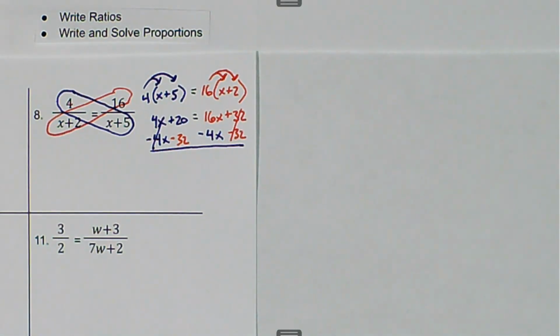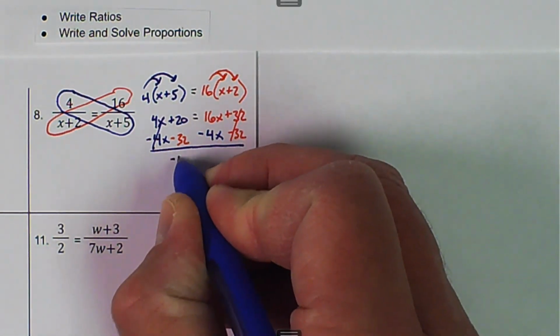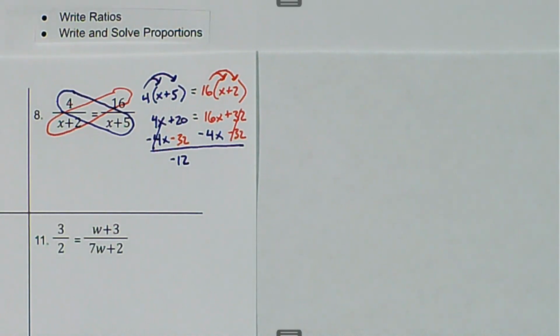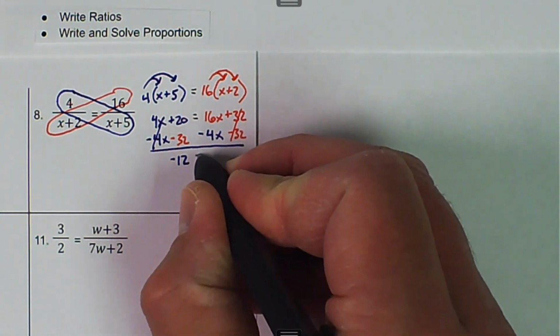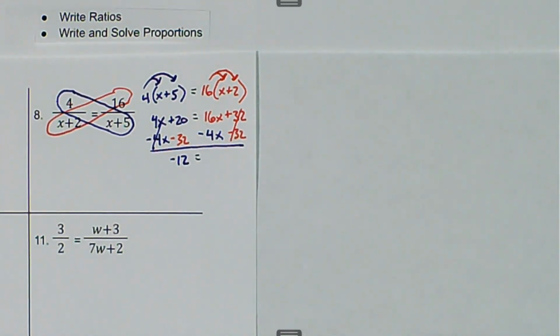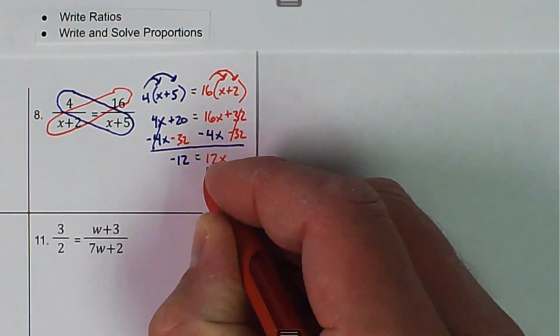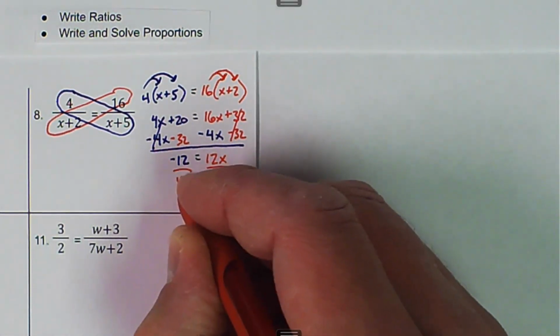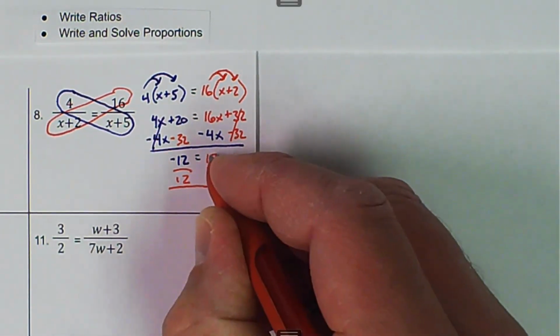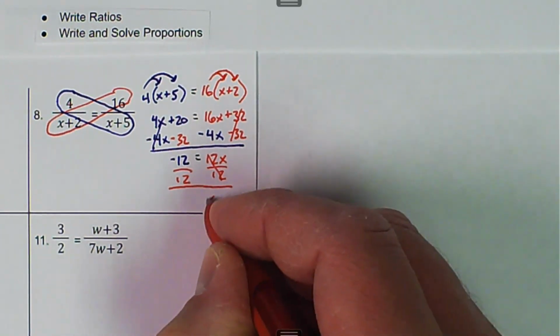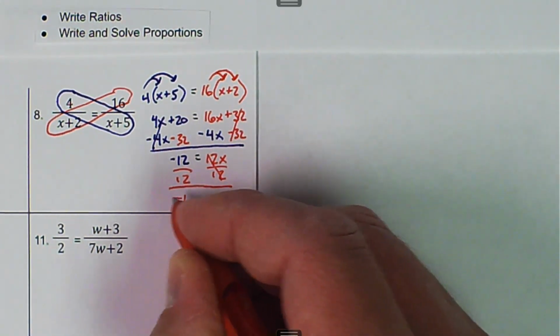So 20 minus 32 is negative 12, and that is going to be equal to 16x minus 4x is going to be 12x, and divide by 12, and we get x is equal to negative 1.